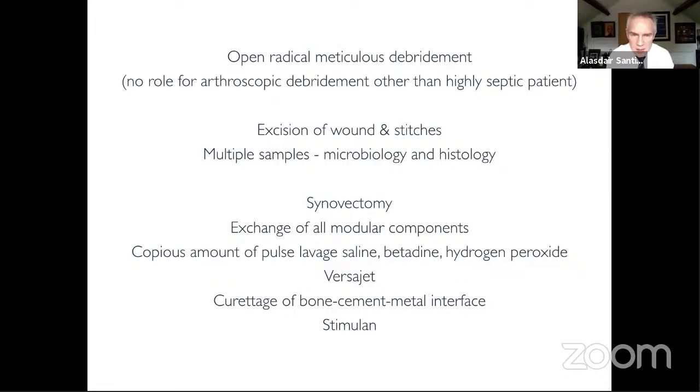Everything comes out of the wound, excision of the wound, all stitches, the Vicryl, whatever other sutures that may be present in the soft tissues on the way down. Multiple samples for microbiology and histology, as I mentioned before. A radical synovectomy, exchange of modular components, and copious amounts of lavage, acetic acid, betadine, hydrogen peroxide, Versagel, whatever you use. If the floor is not covered and the nurse has been running around getting more fluid for you, you've not been doing enough, basically. Curettage of the bone cement metal interface, and then perhaps Stimulan, as we did, to give further antibiotic elution throughout the procedure and in the post-operative time.